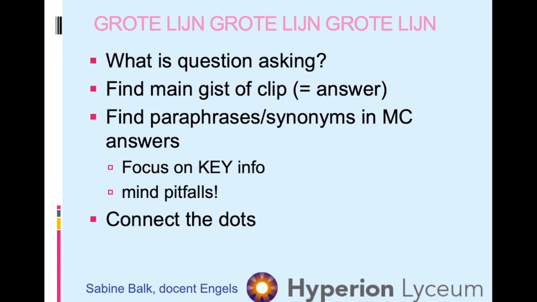So, to sum up, you have to make sure that you know what the question is asking. You have to find the main gist of the clip, because that will be your answer. You find paraphrases, synonyms in the multiple choice answers. You focus on key info, you mind the pitfalls in the answers, and you connect all the dots, and then you get to the best possible answer.